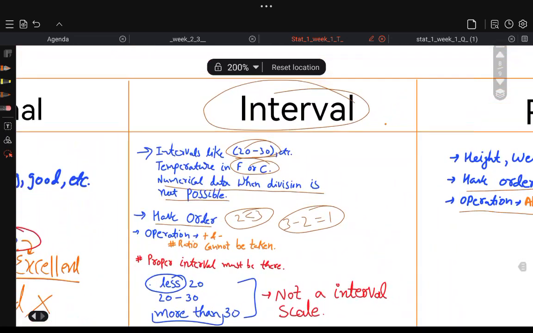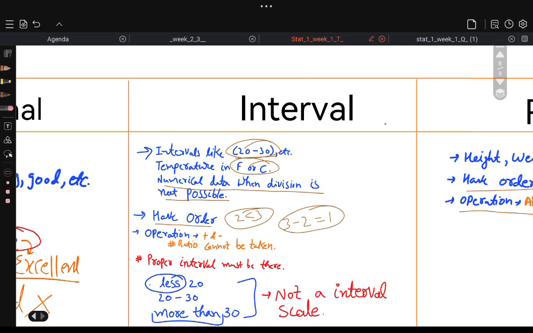Then comes the interval part, the interval data. The temperature in Fahrenheit and Celsius is an important thing to note. Important. Whereas the numerical data where division is not possible, it is the basic order. They have an order and we can also subtract them. Both are possible, but in the earlier case it was not possible. So it comes under the interval scale and not the ordinal scale. This is the basic difference between interval and ordinal.